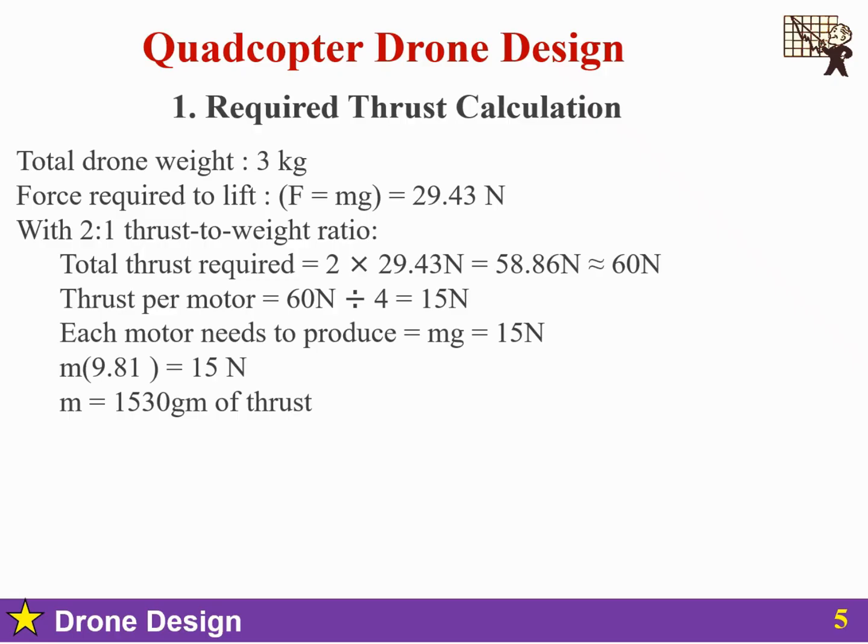Compare this to a 1 kg drone, which required 510 grams per motor. We have tripled the weight, so we have tripled the thrust requirement also. The relationship is perfectly linear. This is fundamental physics. Thrust scales directly with weight for any given thrust to weight ratio. Each motor must produce 1530 grams of thrust at maximum throttle. This drives all subsequent component selection.